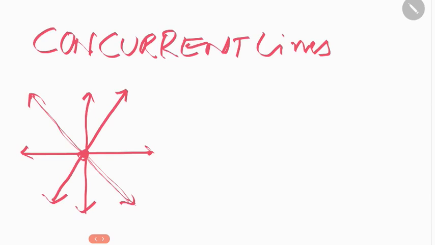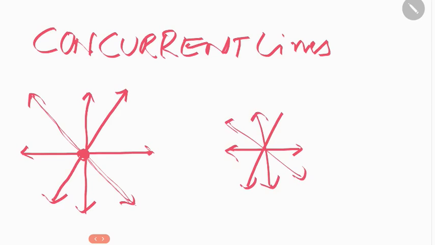And another type is concurrent lines. Concurrent lines means more than two lines are intersecting at one point, then the lines are called concurrent lines. More than two. If only two lines are intersecting at a point, they are intersecting lines. If more than two lines are intersecting at a point, those are concurrent lines.